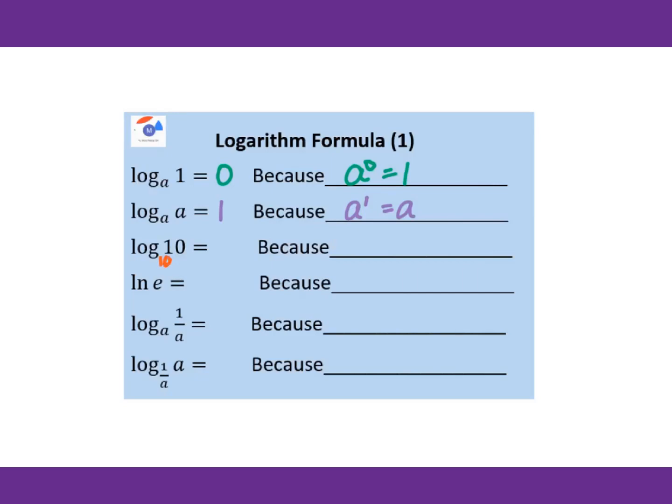Common log base is 10. Therefore, 10 to the first power equals 10, so we get 1 here. For natural log, the base is e. So e to the first power equals e. Therefore, natural log of e equals 1. Since a to the negative first power equals 1 over a, therefore this is negative 1. This is negative 1 too, because 1 over a to the negative first power equals a.